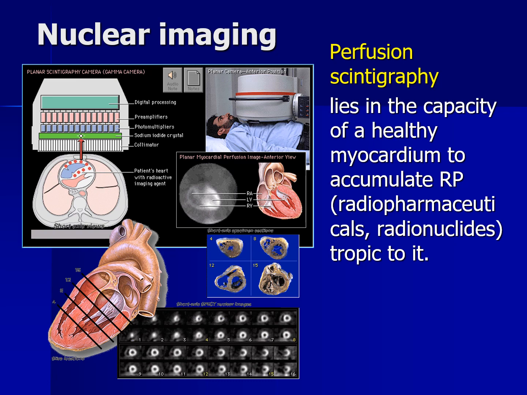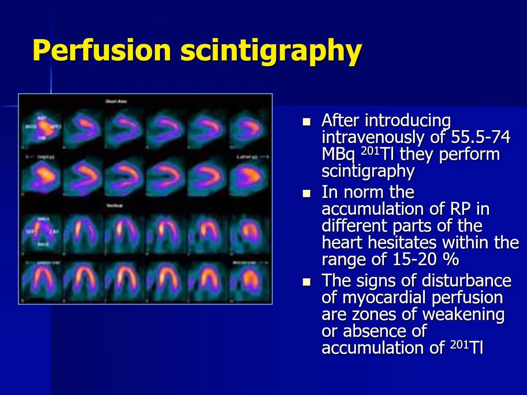In case of nuclear imaging, our patient is like a source of gamma rays. He has an intravenous injection, and a gamma camera fixes the accumulation of radiopharmaceuticals in myocardium tissue. Those colorful images are perfusion scintigraphy.